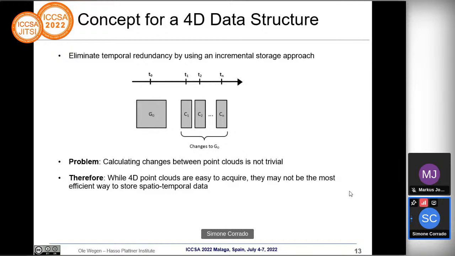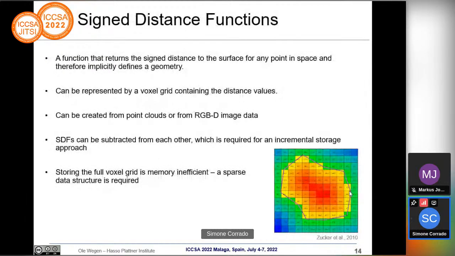And there is the view in literature that 4D point clouds are probably not the most efficient way to store this spatial temporal data. They are easy to acquire. They are very good as base data or acquisition artifact, but for storage, maybe not the most efficient way. So we propose to use another geometry representation for storing this data, namely signed distance functions.